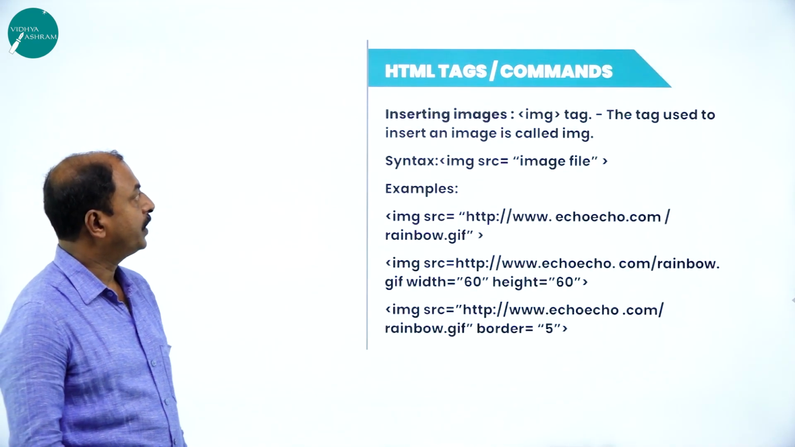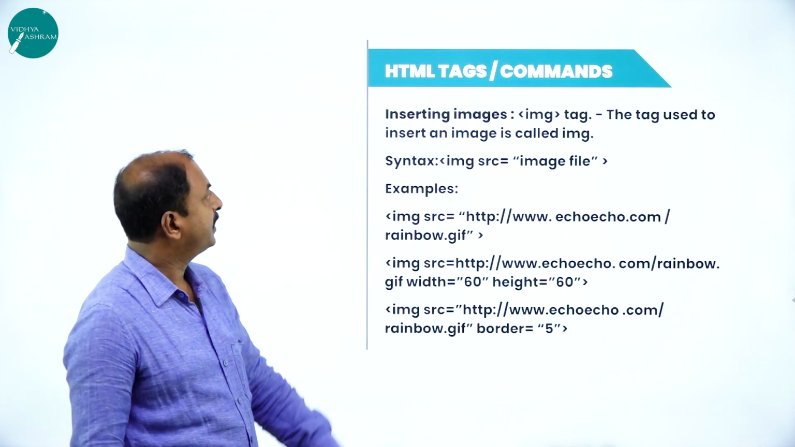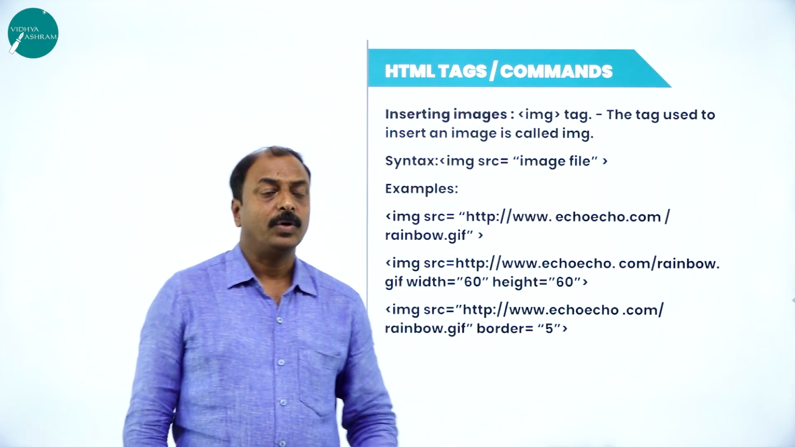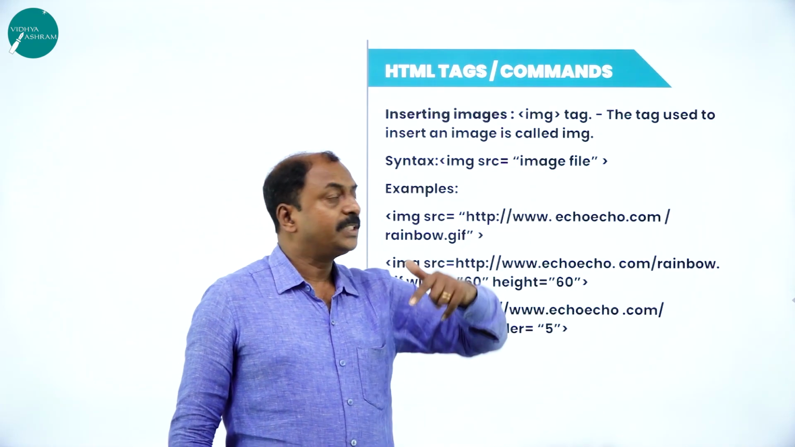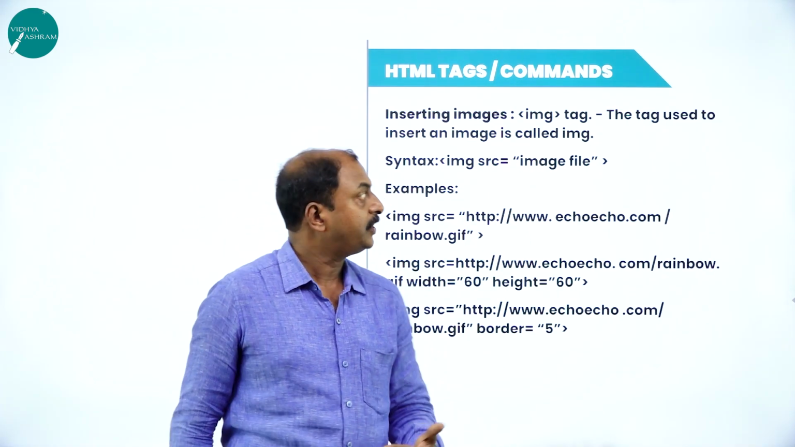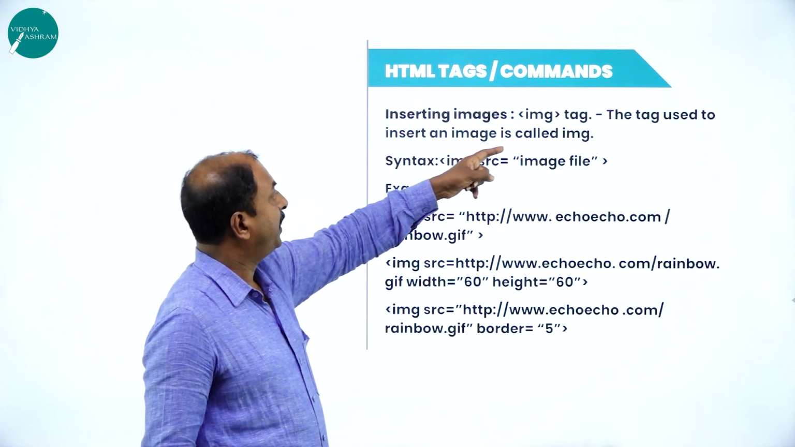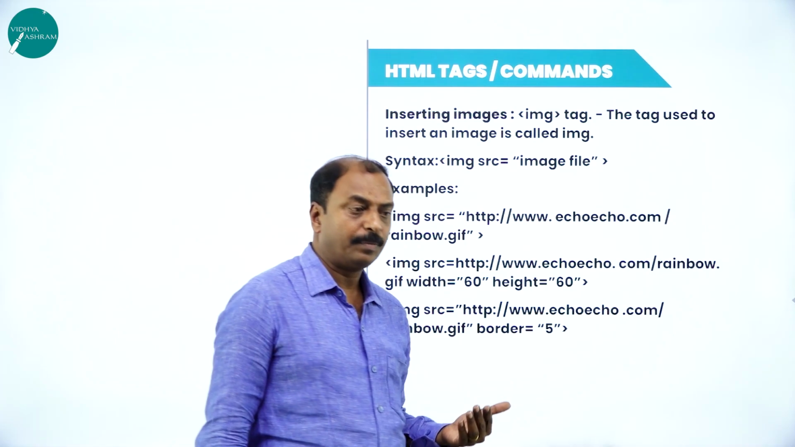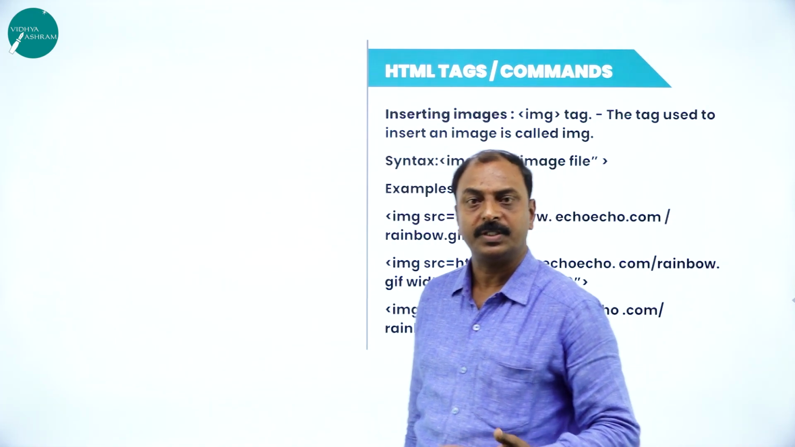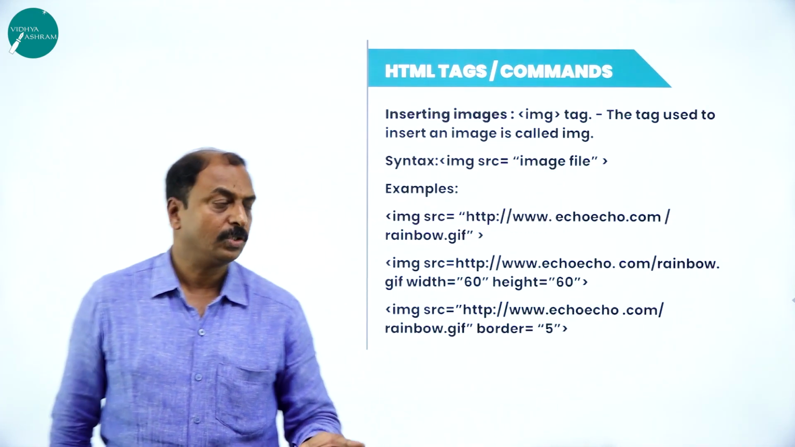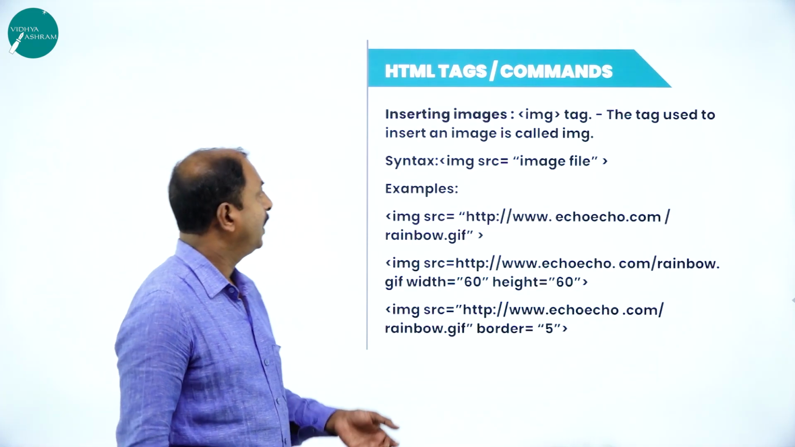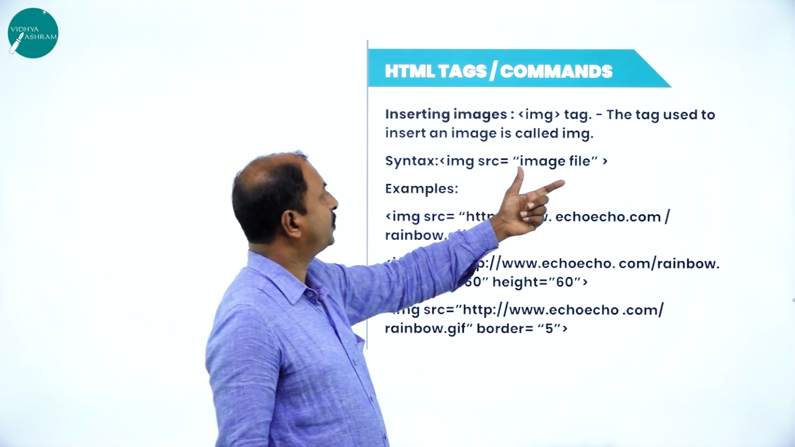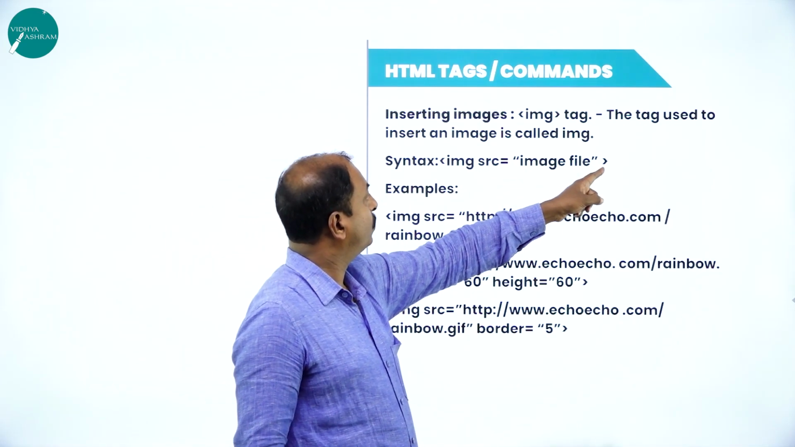Now let us look into another HTML tag, that is inserting images, that is img tag. So what is img tag? Here img stands for image. So this tag is used to insert an image in a website. So with the help of image tag, it is possible for us to insert any type of image into our website or web page. Now look at the syntax here: img src equals to the information here, and close img tag here.